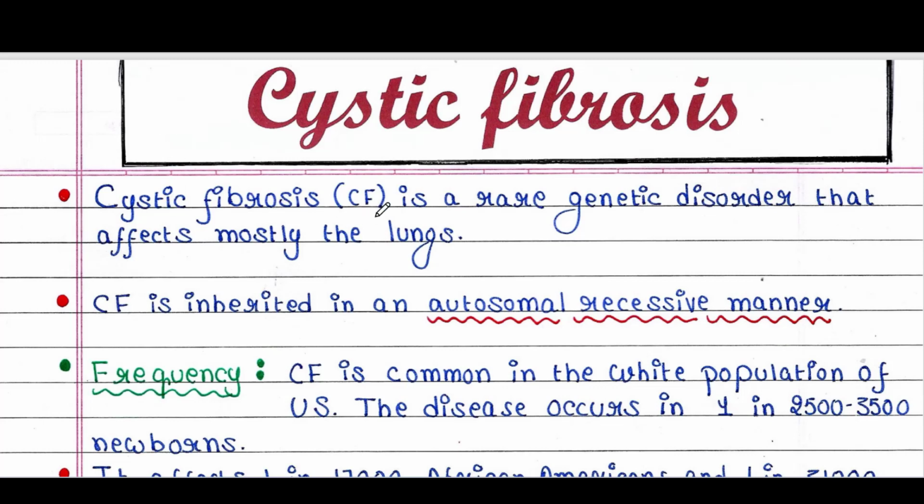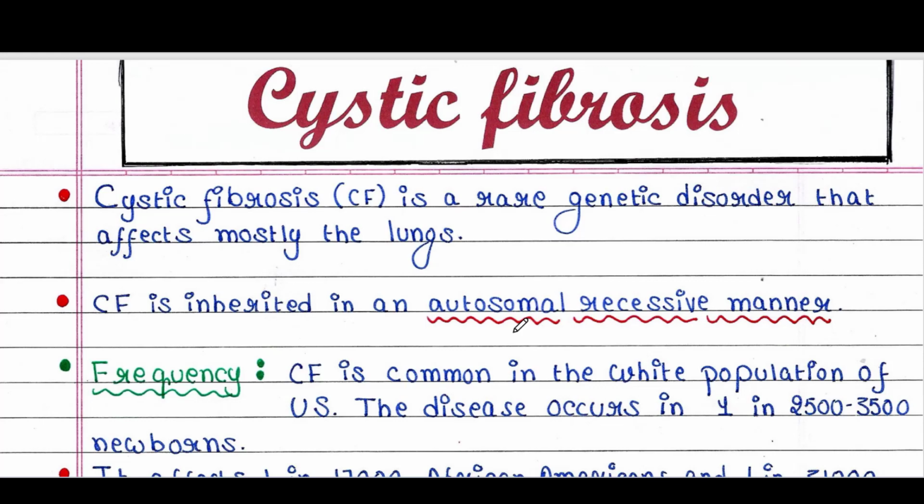So cystic fibrosis is a rare genetic disorder that affects mostly the lungs. Cystic fibrosis is inherited in an autosomal recessive manner. That means the gene responsible for cystic fibrosis is present in one of the autosomes, and it is a mutation which causes this disease. And in order to cause the disease, both the chromosomes should have the mutated gene.